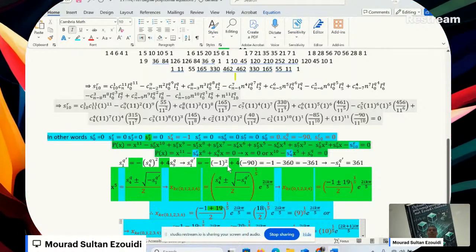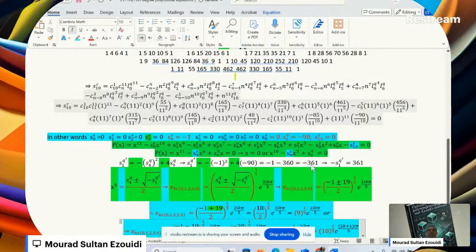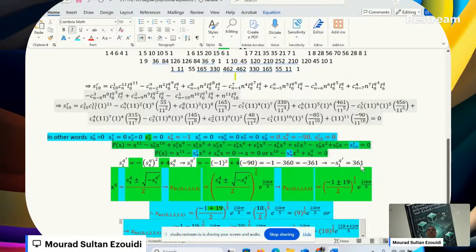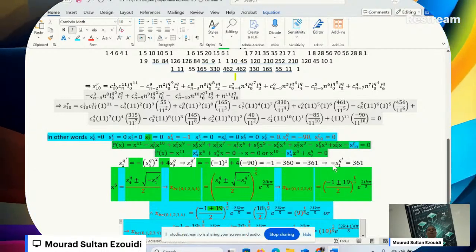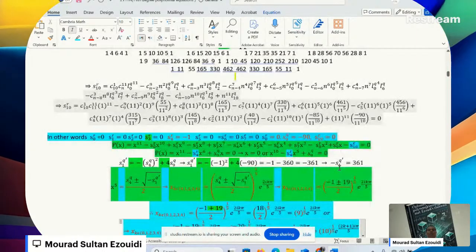So I just make the substitution. It will be negative 1 squared, minus 360, it will be negative 361. So minus S1 of Q dash is 361. Why here, my dear, we put minus S1.